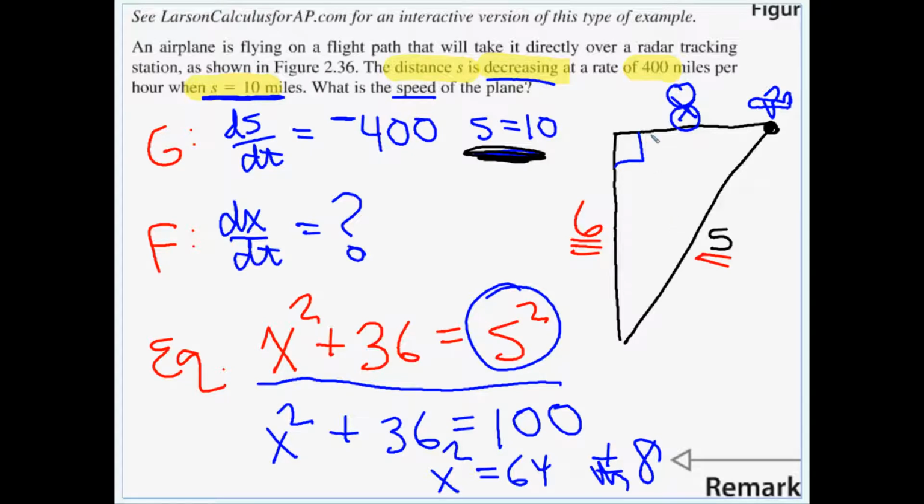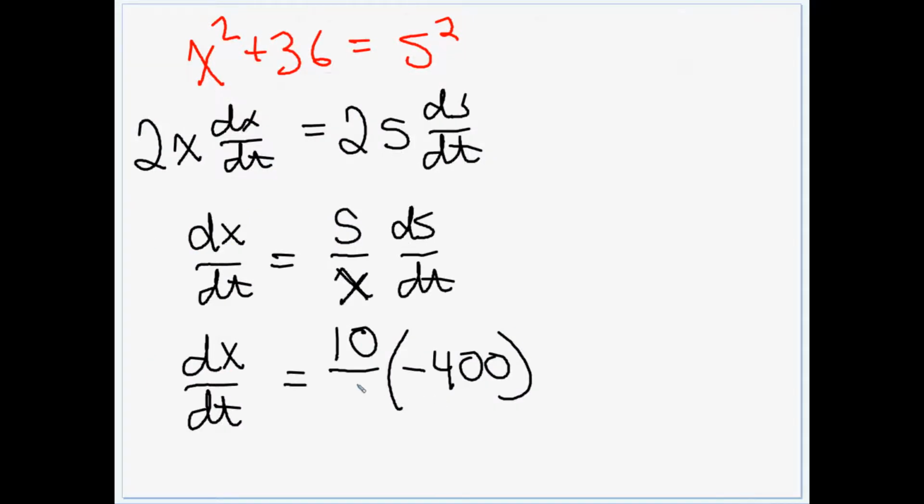Remember, we're freezing time to analyze this problem, and since we've frozen time, we can figure that missing side of the triangle. X is 8. 10/8 divided by negative 400. Punch that into calculator. You get negative 500 miles per hour.